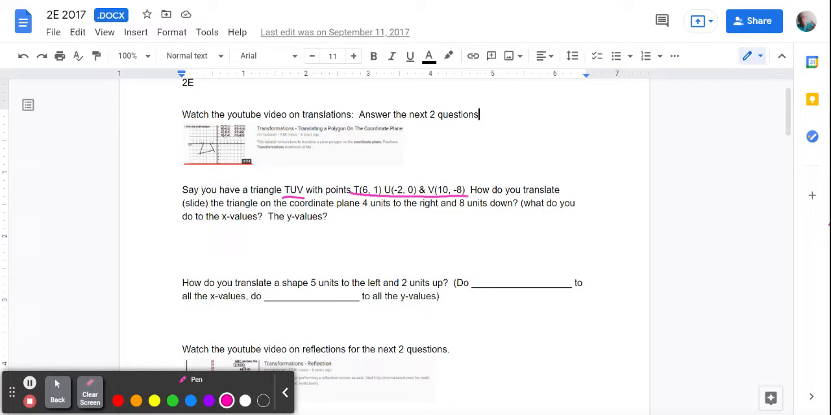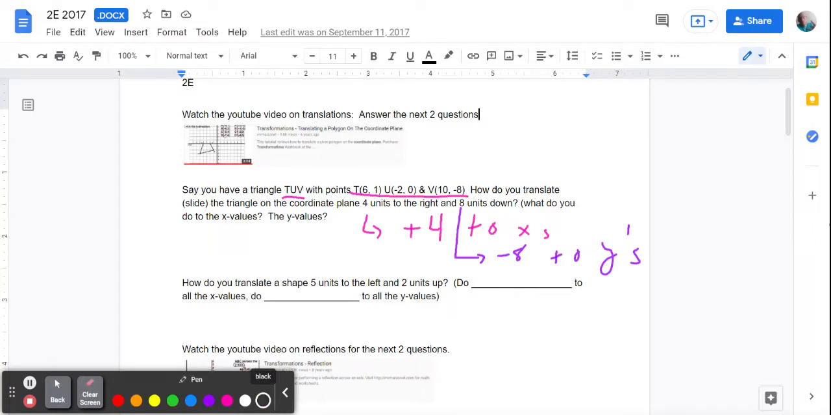Well, if we translate it 4 units to the right, that means we're changing the X values and we're going to make the X values 4 units larger. So we're just going to add 4 to the X values. And now if we want to go 8 units down, now we're dealing with the Y values and we're subtracting. So we're going to subtract 8 from the Y values. Very simple. That's it.